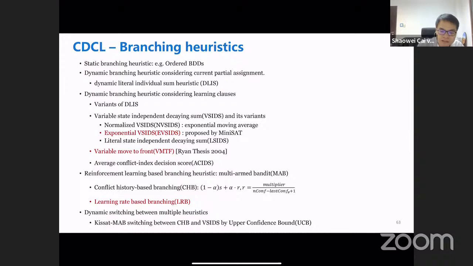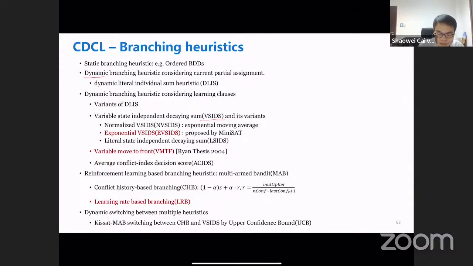Now we go to the second part, the branching heuristics. In each step, we need to pick a variable to assign a value so that we start a new branch. Then we have various heuristics for doing this. In the early days, we had static branching heuristics, for example, some special order. Then people developed dynamic branching heuristics, considering the current partial assignment, for example, considering the literal sum, the frequency. And then dynamic heuristics considering the length of clauses.